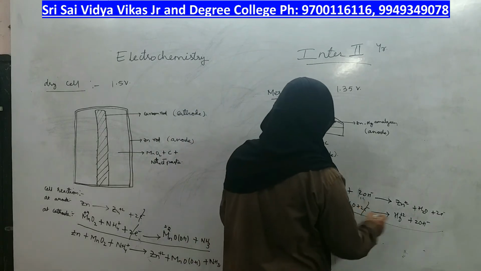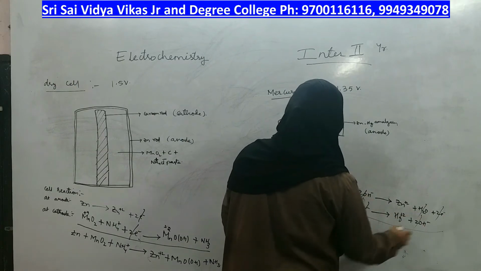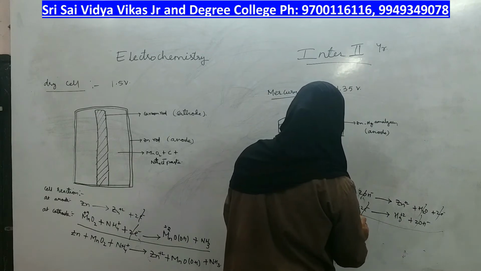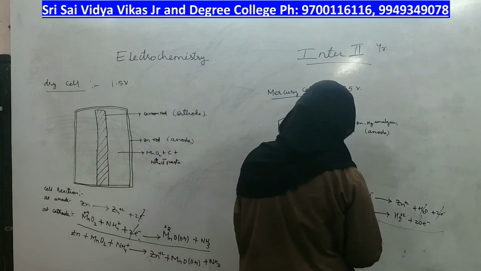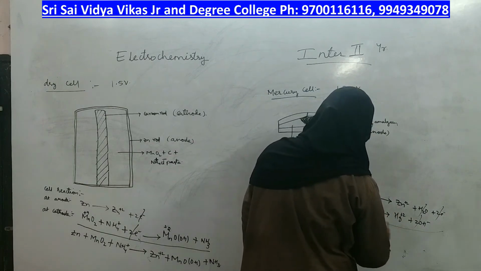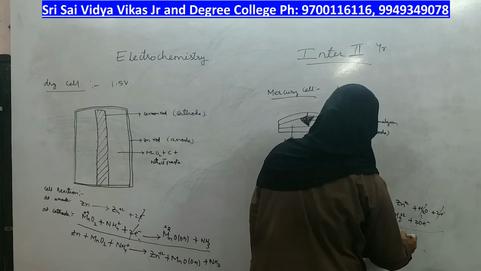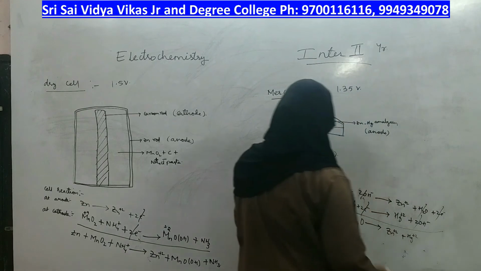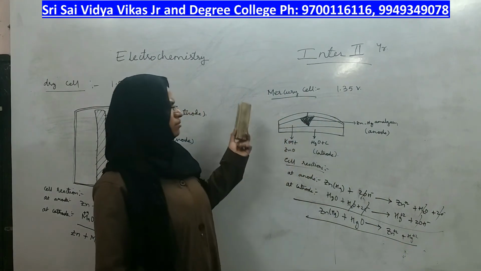Now let us write the final reaction. Zinc mercury amalgam plus HgO gives rise to Zn plus 2 plus Hg. This is the final reaction for the mercury cell.